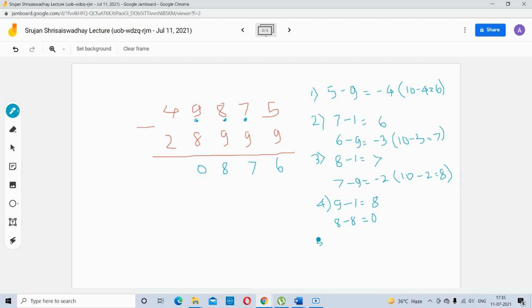And the fifth number is 4 minus 2, since no negative value is there, so a dot doesn't come over here. So 4 minus 2 is 2. So my answer is 20876. This is how I am going to calculate my answer, 20876, by Ekanyunena Purvena formula.